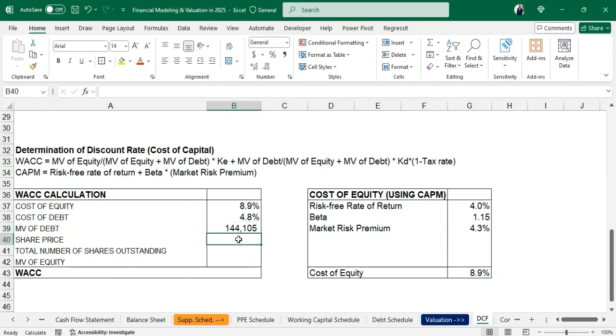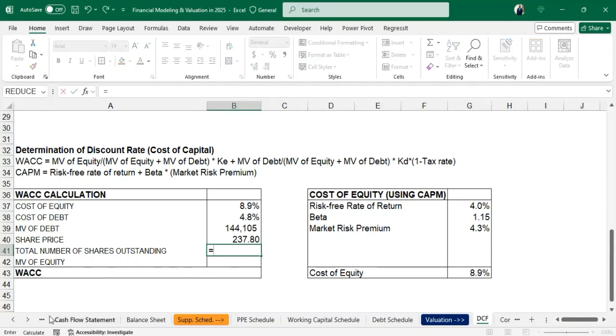Okay, now what is the share price of Amazon? As of 1:08 p.m. today, 6th February 2025, the share price of Amazon was 237.80. That was the share price of Amazon, $237.80.